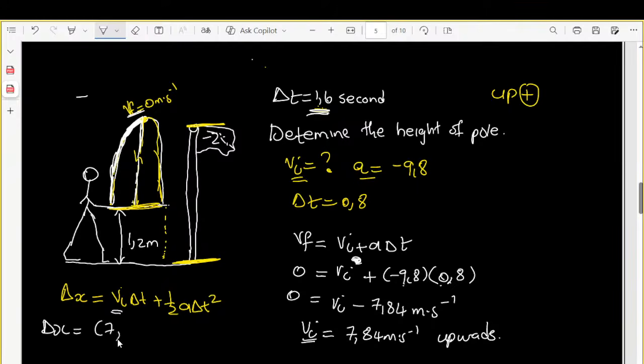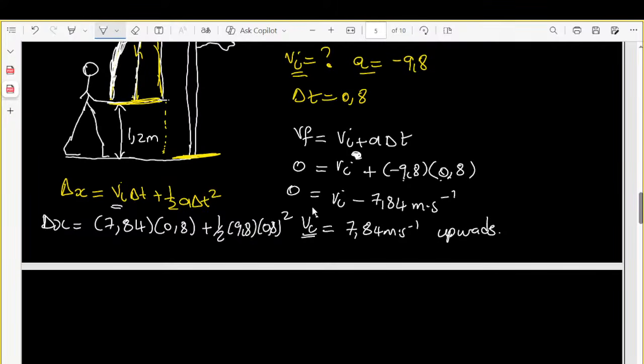So I know this is my 7.84. I'm sorry if I'm moving fast now. So this will be 7.84 times delta t. So remember, we still use the 0.8 now because we are trying to find the time it traveled that part. So it's going to be 0.8 plus 1 over 2 into 9.8 multiplied by 0.8 squared.